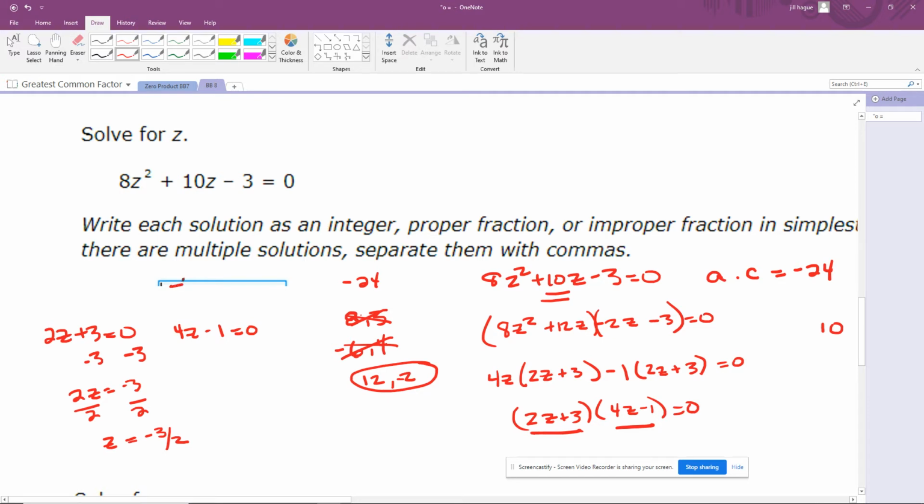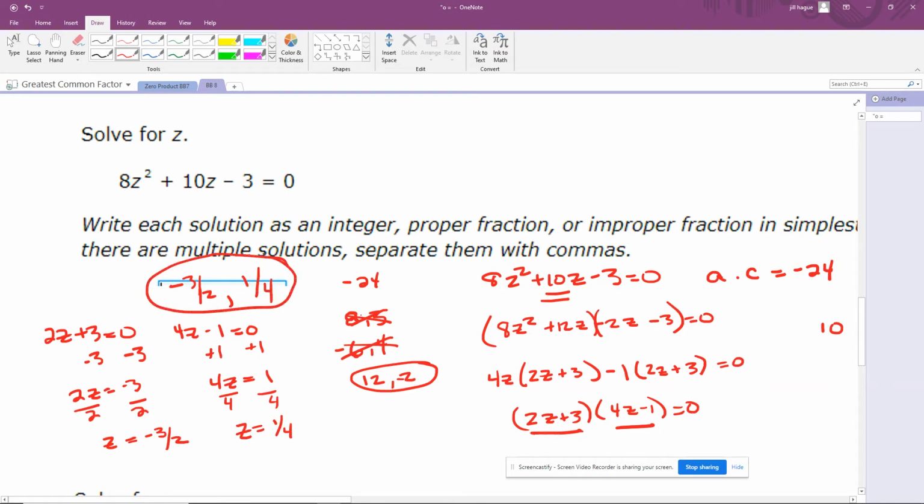So that would go right here. -3/2, comma. And then over here I would add 1. I have 4z equals 1. Divide by 4. Z equals 1/4. There's my second answer.